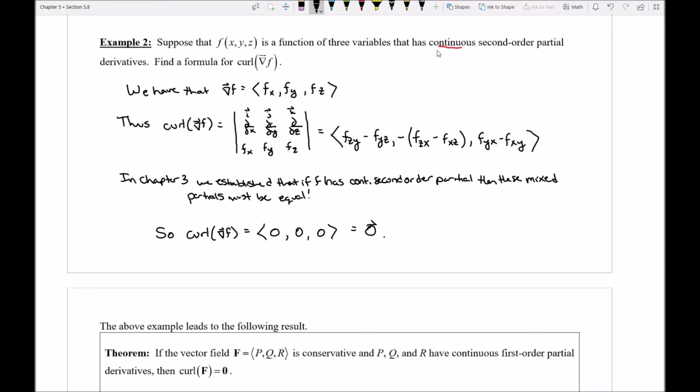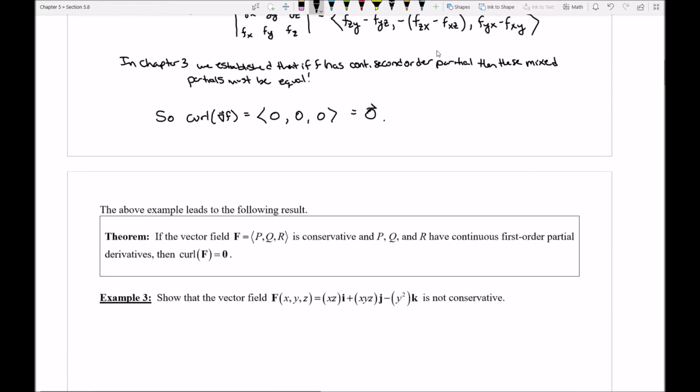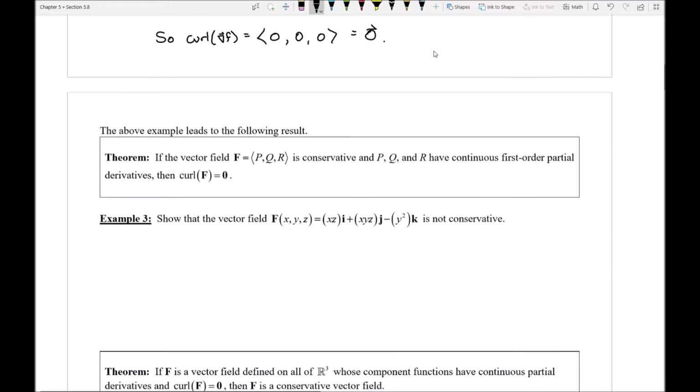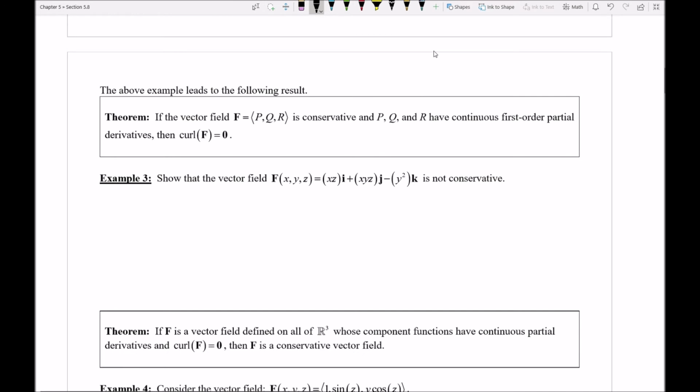Notice this is completely independent of what the function actually is, as long as it has this special property. So this particular example leads us to the theorem on the next page that says, if I have a vector field, not a function, but a vector field, and I know that that vector field is conservative, keep in mind that when we say a vector field is conservative, that means that there is some function out there whose gradient is equal to that f.